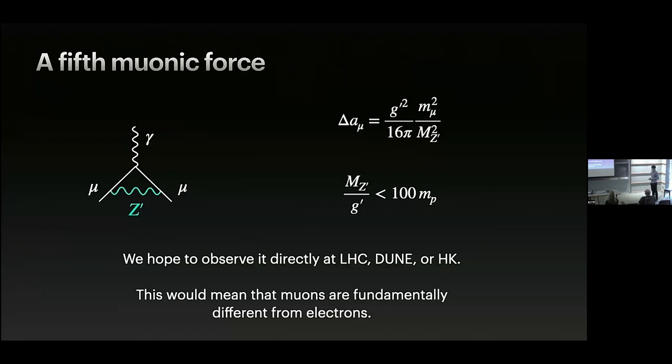So that's pretty good news. We have access to this scale of 100 times the proton mass. That's something that we can produce at the LHC. So we can try and look for this force directly. And you would look for this in the muon sector.